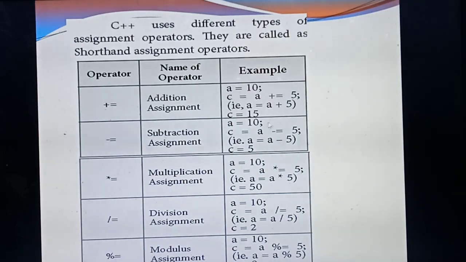Next, subtraction. A equal to 10, c equal to a minus equal to 5. What's the meaning? A minus equal to 5 means a minus 5. The value of a is 10. 10 minus 5, the answer is 5. Next, c equal to a star equal to 5, so a star 5. 10 into 5 is 50. Then division is also like that. 10 divided by 5 is 2. Understand the difference between arithmetic operators and assignment operators?